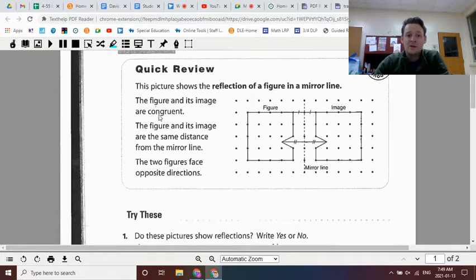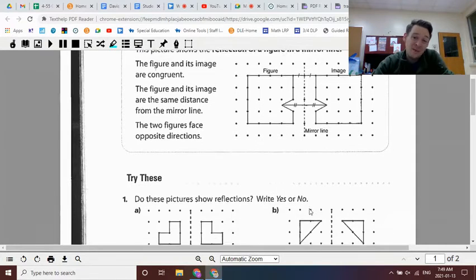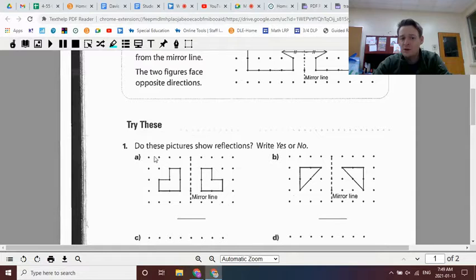So I'll just read through the quick review. I think it's well written. Here it says the picture shows the reflection of a figure in a mirror line, also a line of symmetry we could call that. The figure and its image are congruent, which means you could put them on top of each other and they would fit perfectly. The figure and its image are the same distance from the mirror line. The two figures face opposite directions. Okay, so they face opposite directions, and they're the same distance away from the mirror line. That's basically a reflection. So do these pictures show reflections, yes or no?